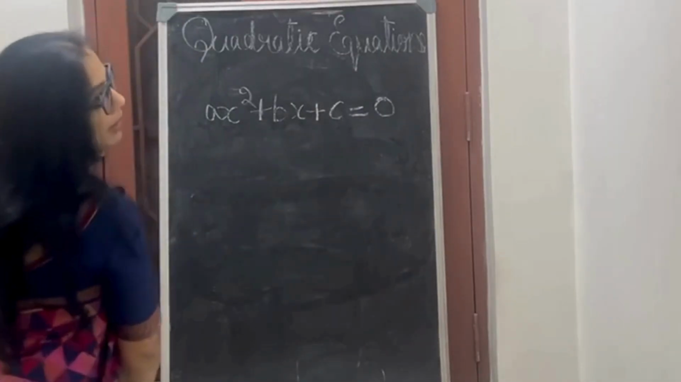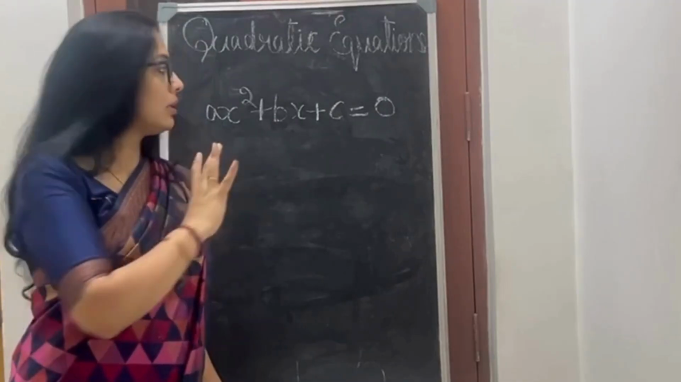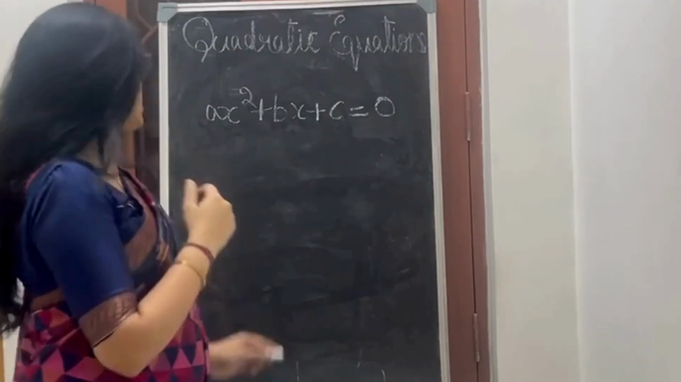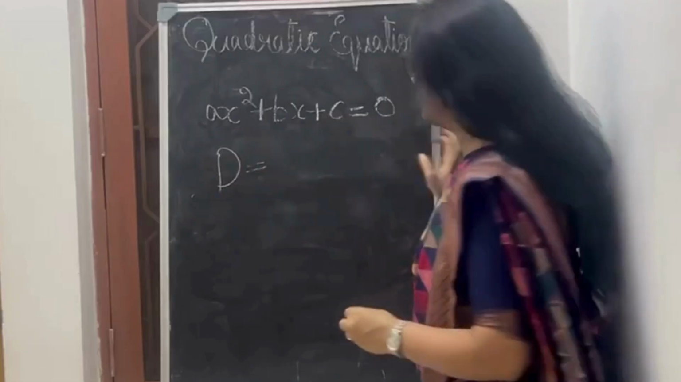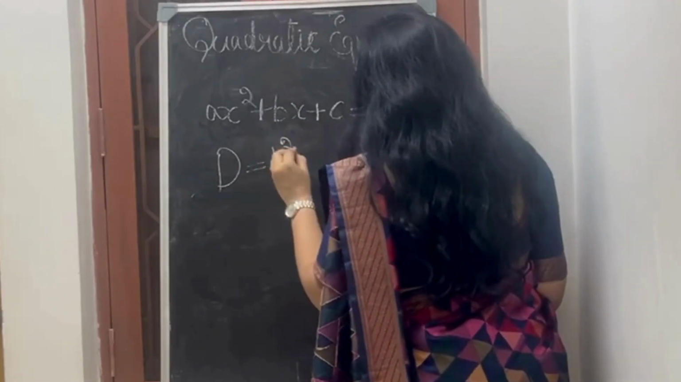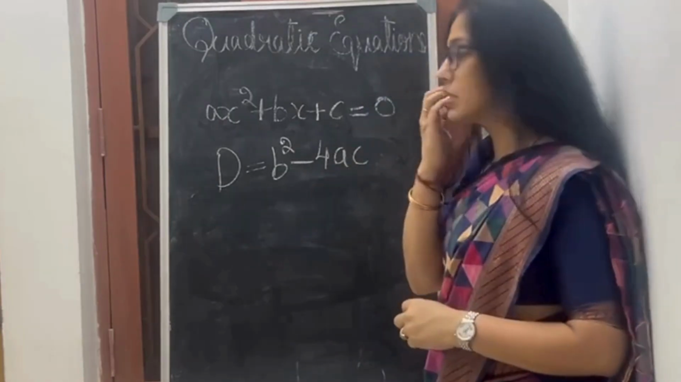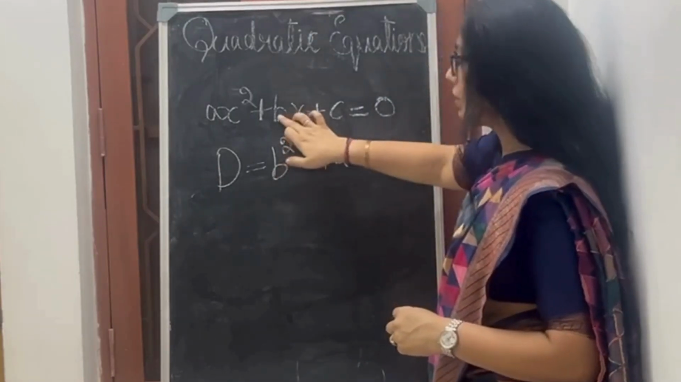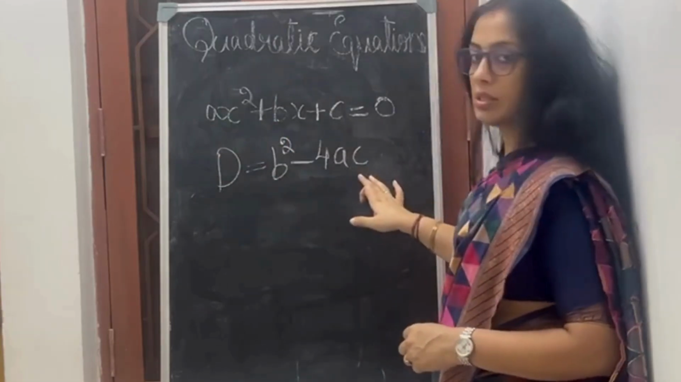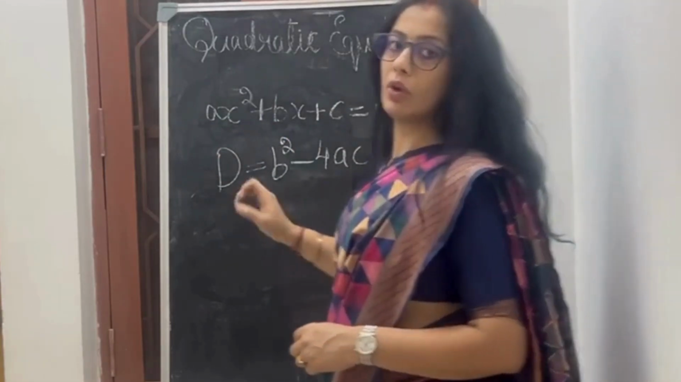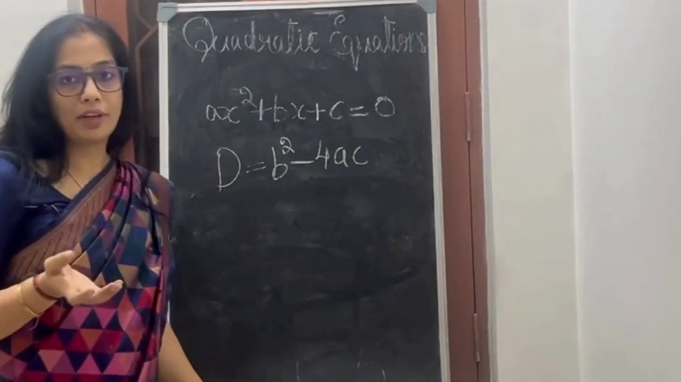Now, discriminant. The discriminant gives you an idea about the roots of the equation. Here the discriminant formula is D equals b² minus 4ac. What is b? b is here. b² minus 4 into a into c. This will give you an idea about the roots. It also helps you to find out the value of x.